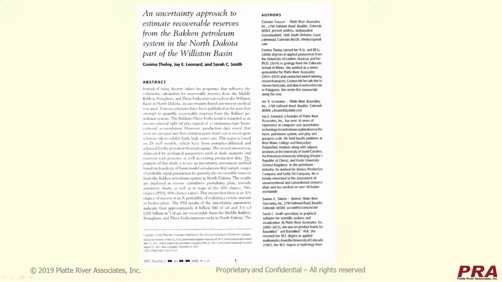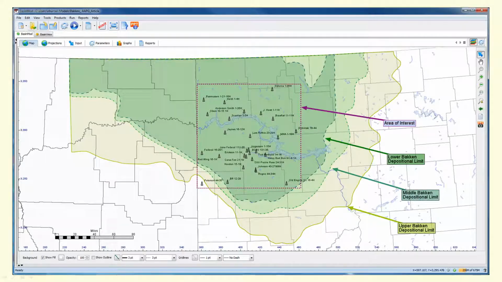This article, entitled An Uncertainty Approach to Estimate Recoverable Reserves from the Bakken Petroleum System in the North Dakota part of the Williston Basin, is based on 28 BasinMod well models, as well as data from thousands of existing wells to establish the geological framework and regional trends.